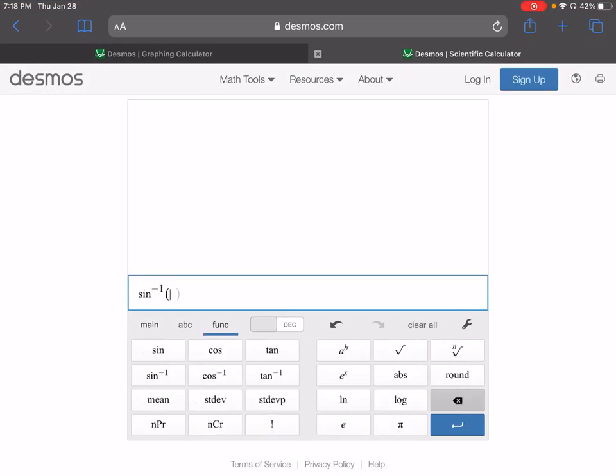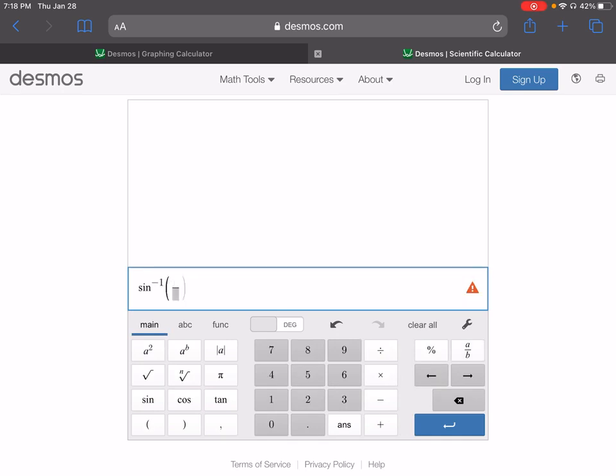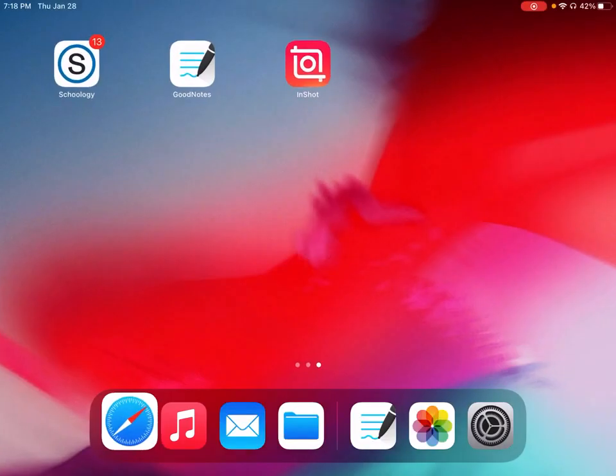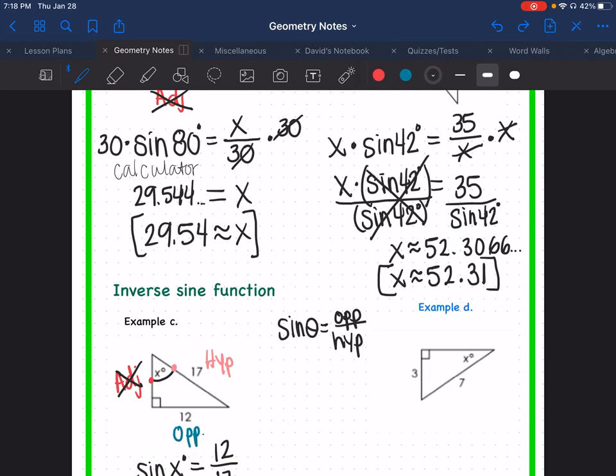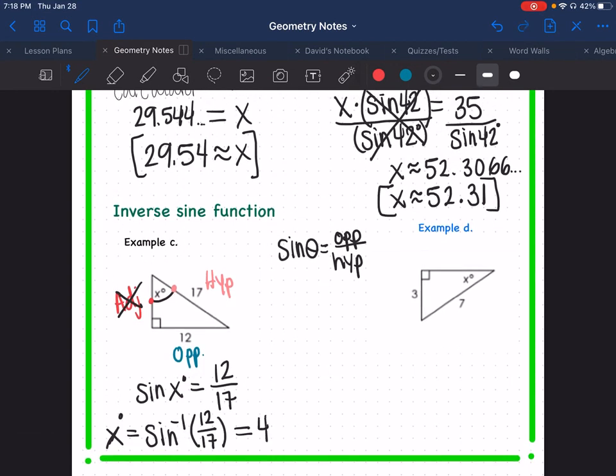Function, sine inverse, go back to the main, A divided by B, 12, 17. And there's my answer, 44.900. So I would go ahead and we're going to say 49.1 degrees. Let's try it one more time.